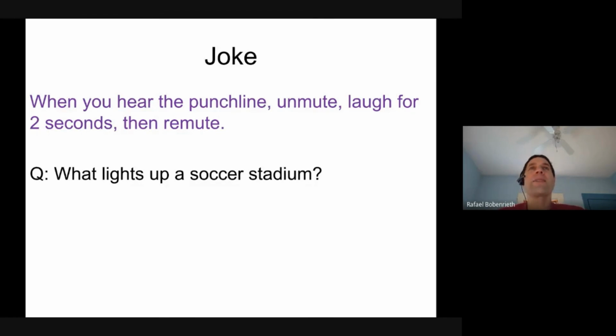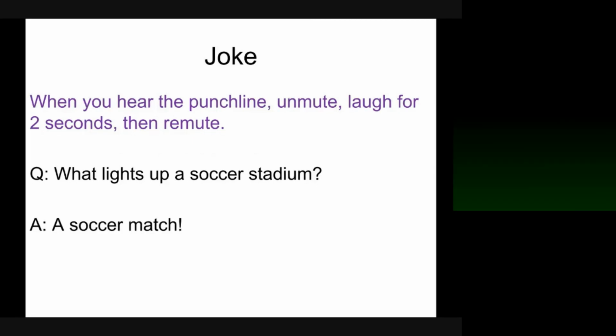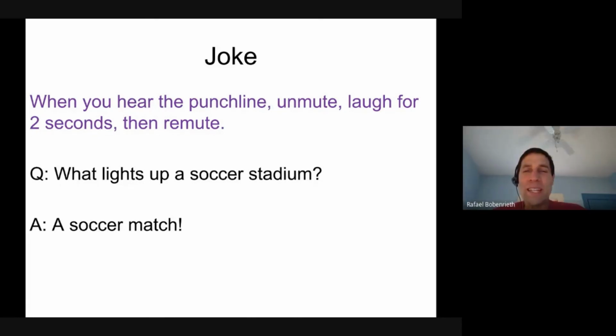What lights up a soccer stadium? Well, a soccer match. Not all of you are unmuting, and that upsets me. So anyway, just remember that next time. Okay. And some of you might take a few seconds to get the joke, and that's okay. It took me a few seconds to get this joke.